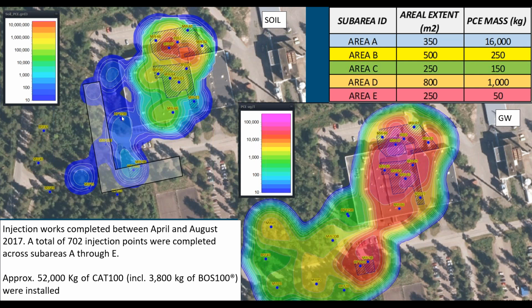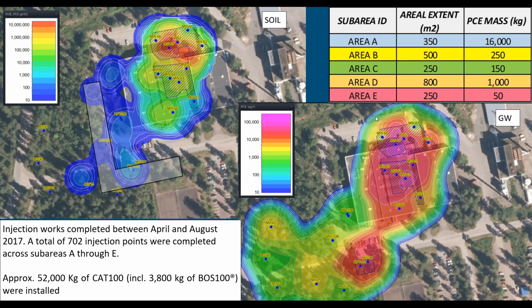So as we can see in the upper corner on the left, the soil data show us again how concentrated, let's say, the soil mass was at the site in a specific area, whereas the plume originating from this source zone was covering the whole site, the whole portion of the property that was investigated, and also spreading further downstream.